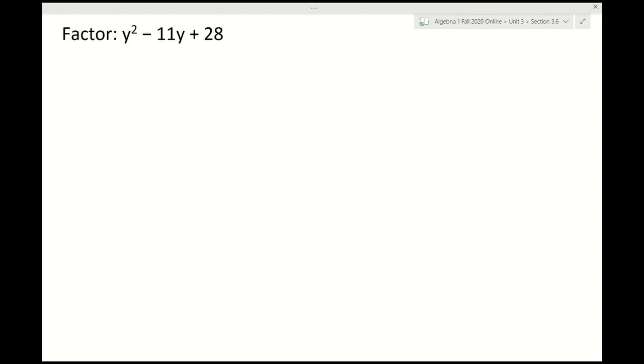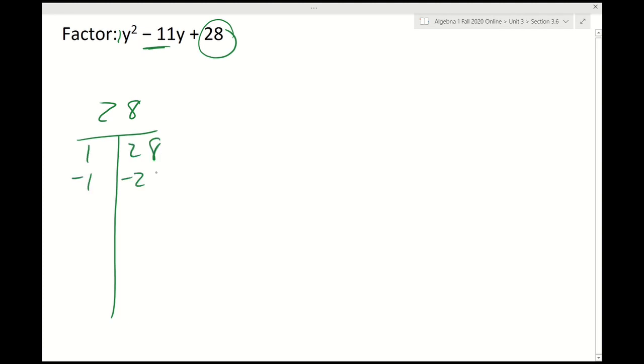Let's look at another one. In this case, we have a y. There's still a 1 in front. I'm looking for a negative 11, and I have a 28. Let's look for the pairs of factors. I can do 1 and 28, negative 1 and negative 28, 2 and 14, negative 2 and negative 14.